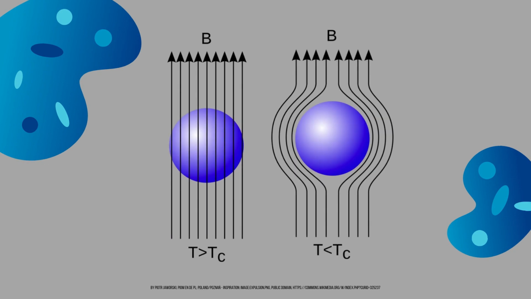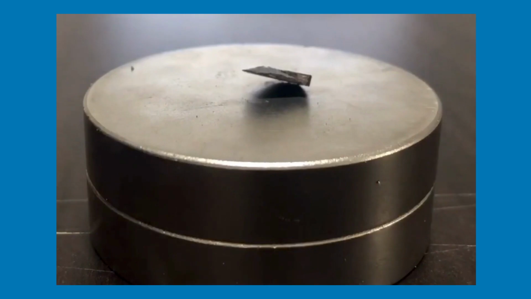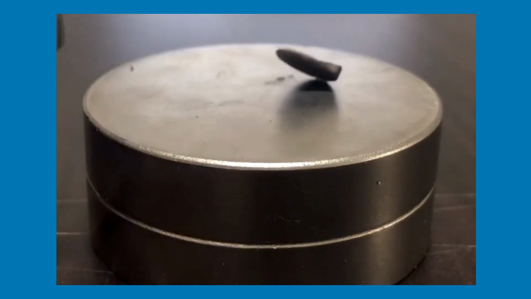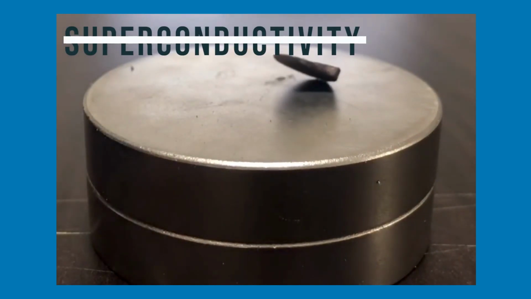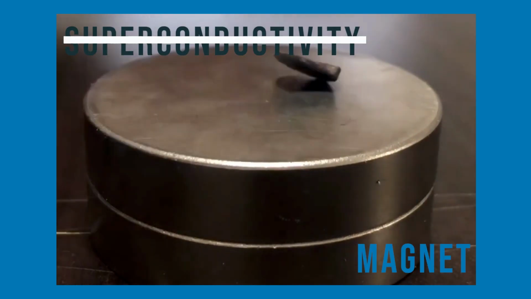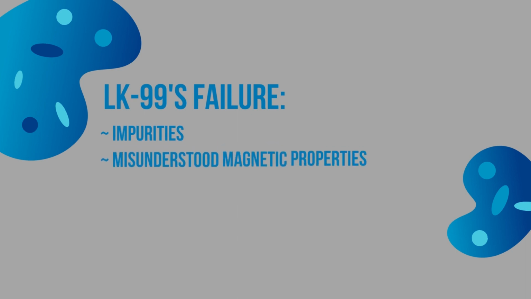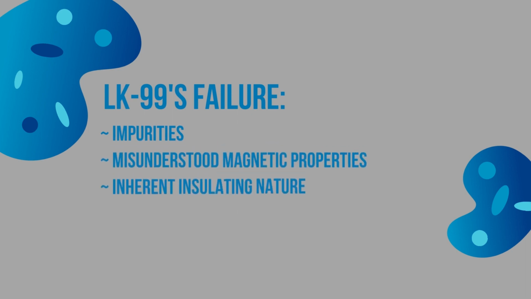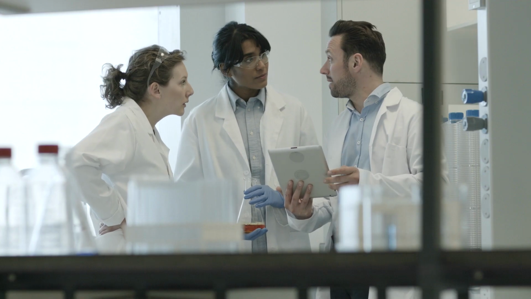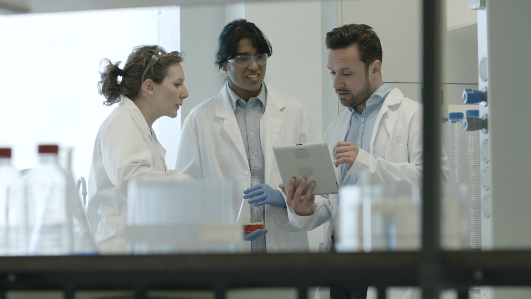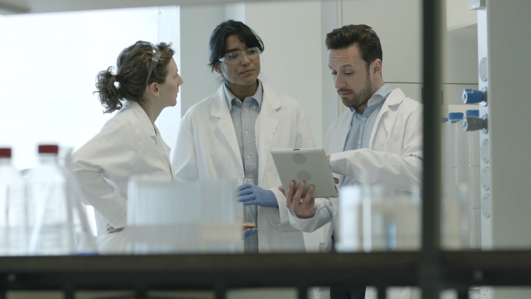Unlike superconductivity, which expels magnetic fields, ferromagnetic materials actually align their internal magnetic domains, amplifying the external field. This is why you see effects like half levitation. It's not superconductivity, but rather the material acting like a magnet. In summary, LK-99's failure as a superconductor can be attributed to impurities, misunderstood magnetic properties, and its inherent insulating nature. It truly does serve as a compelling case study in the rigorous, often unforgiving process of scientific validation.